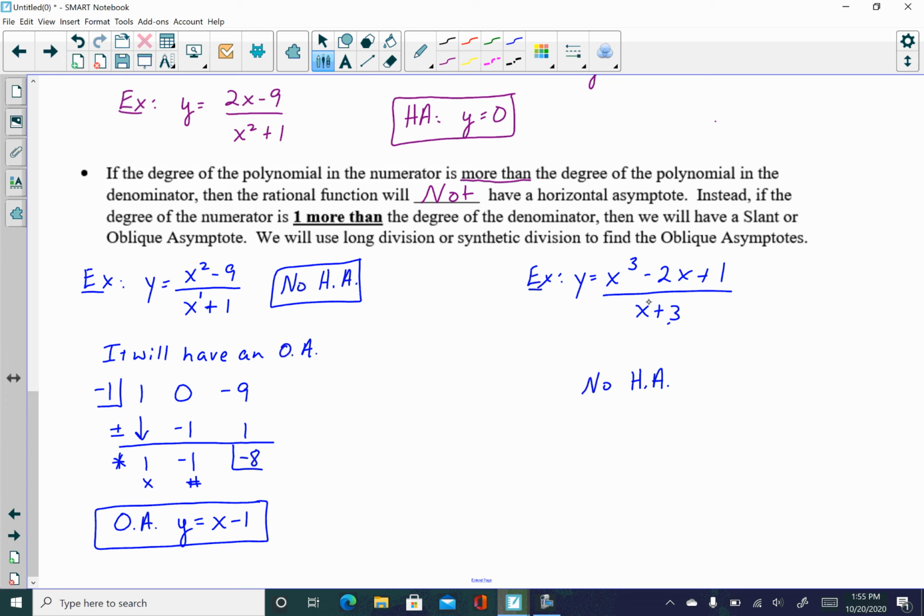The degree up here is 3. The degree down here is 1. If you subtract those, you're top heavy by 2. So you also have no oblique asymptote here either. Okay, so just so you're aware of that.